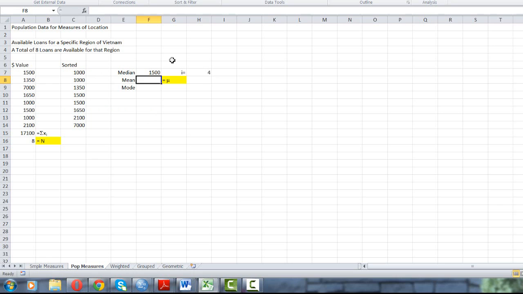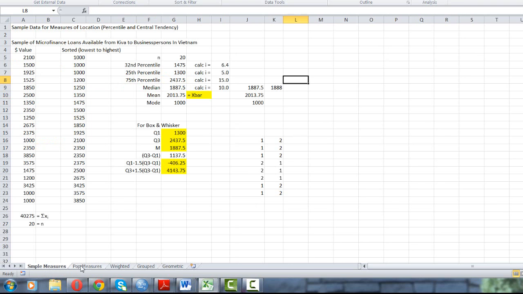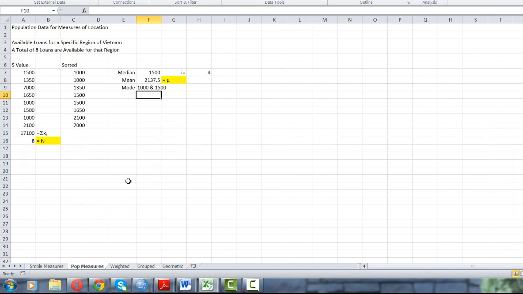The mean is 17100 divided by 8. So there's your mean. And the mode is actually bimodal, isn't it? 1000 and 1500. Okay, so how we calculate these values really didn't make any difference. It would be the same for percentiles.